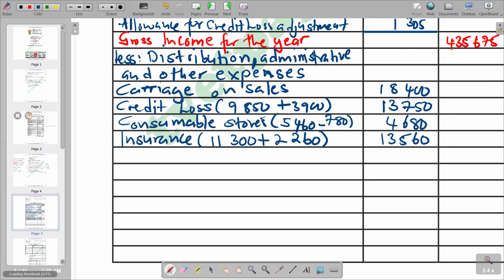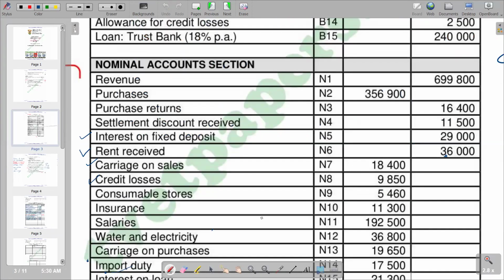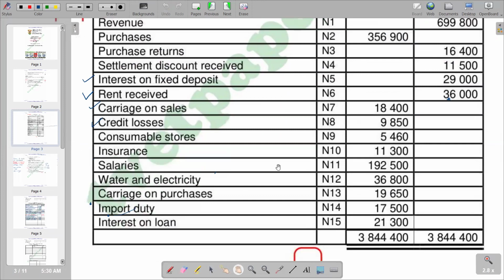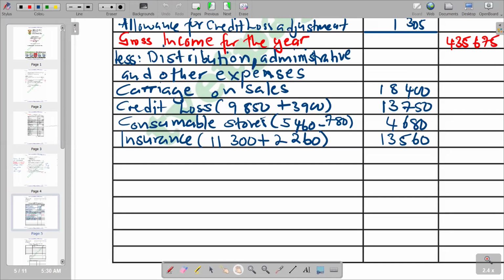And we move on to the next item after insurance. We've got salaries, 192,500. But according to the question, we do not have further adjustments in terms of salaries. So we take it as it is. So here you see salaries. We have 192,500.